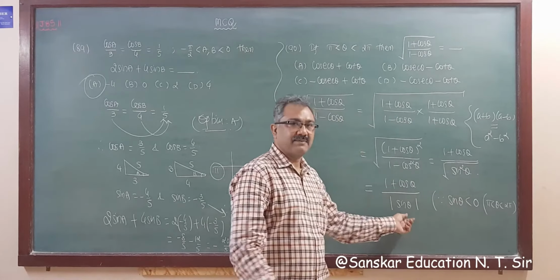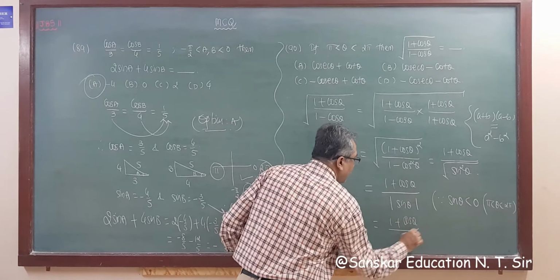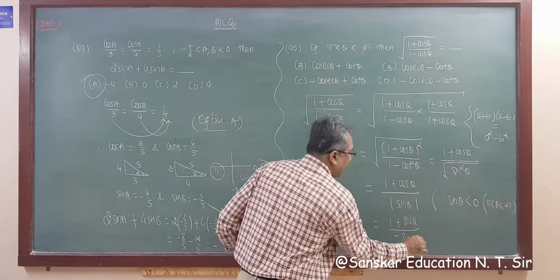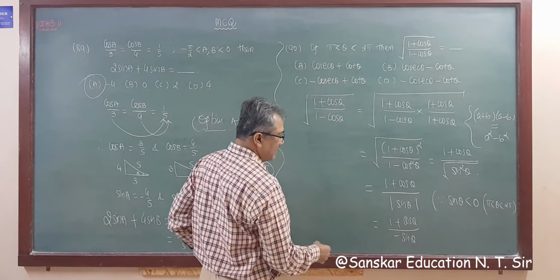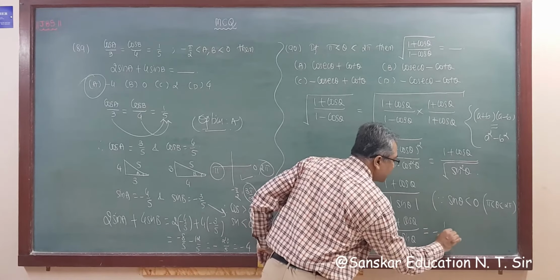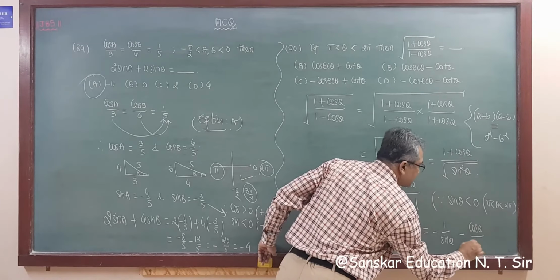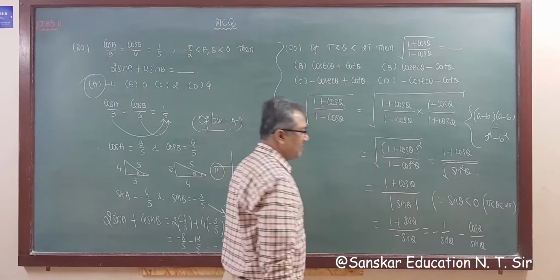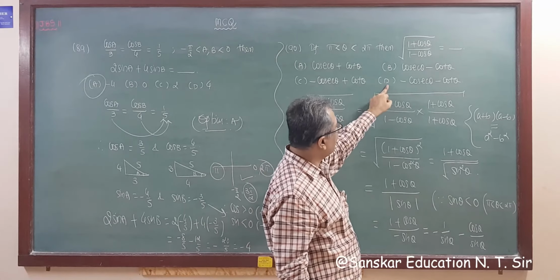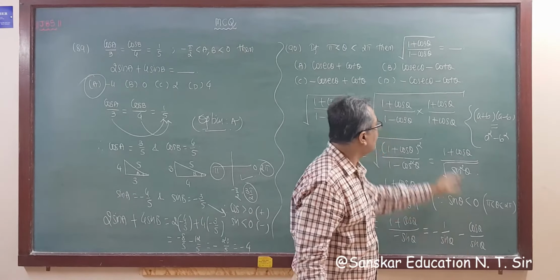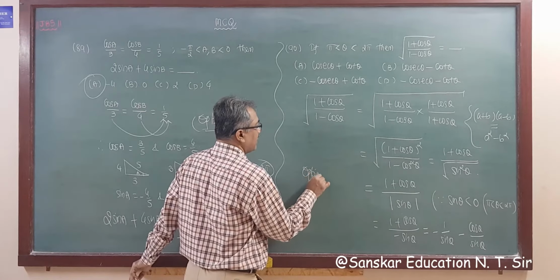So we are taking this as a minus. So what is your answer? 1 plus cos theta upon minus sine theta. And we are given the answer in cosec and cot. So bifurcating this, what we get? Minus 1 upon sine theta minus cos theta upon sine theta. So both negative, that is minus cosec, and minus cos upon sine is minus cot theta. So this is your answer. So option D is your correct answer.